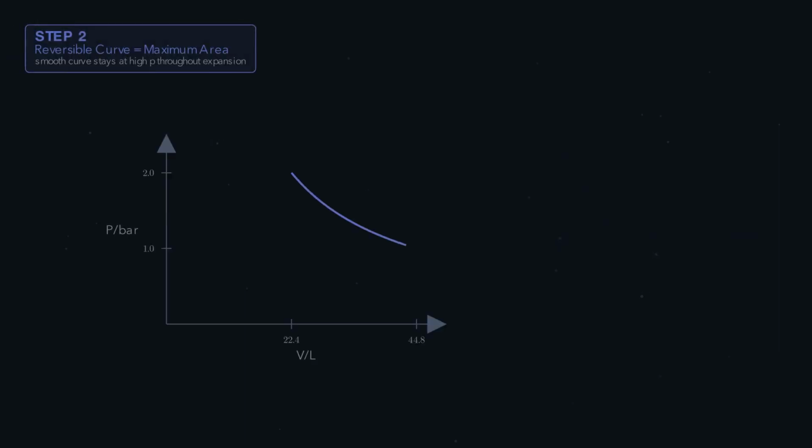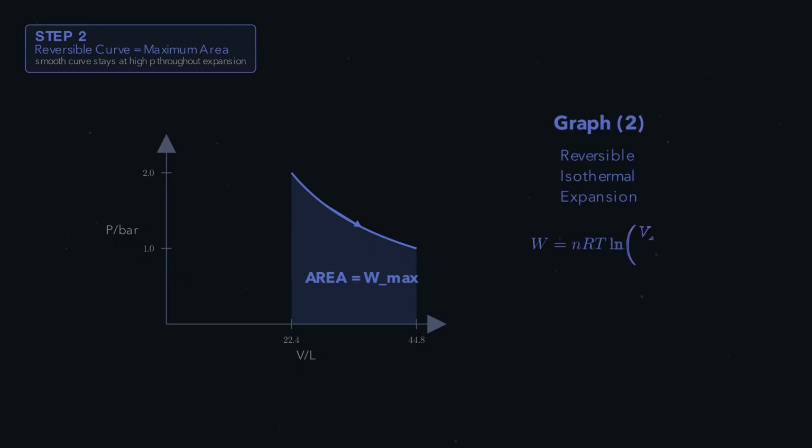So the graph with the tallest curve, graph 2, shows a smooth, curved expansion. This is a reversible, quasi-static process. At every tiny step, the gas pushes against the maximum possible external pressure. Because the curve stays high up in pressure as volume increases, it sweeps out the largest area beneath it. This is why reversible expansion gives maximum work. It's a fundamental thermodynamic principle.